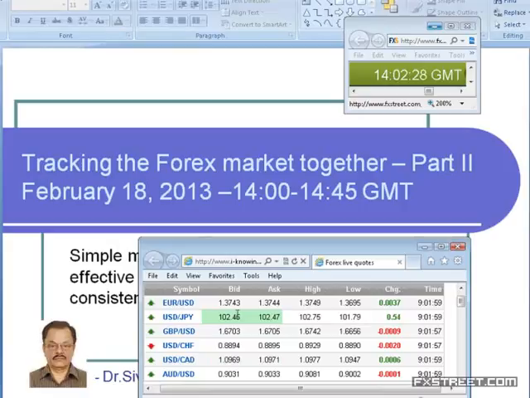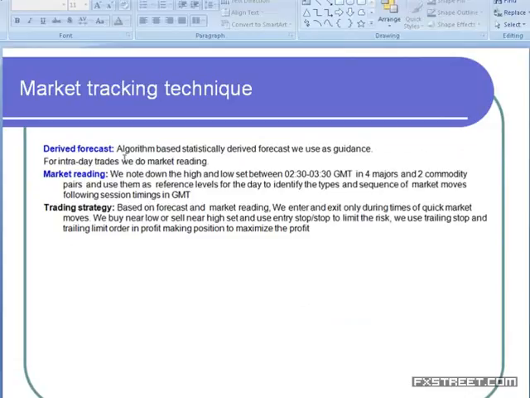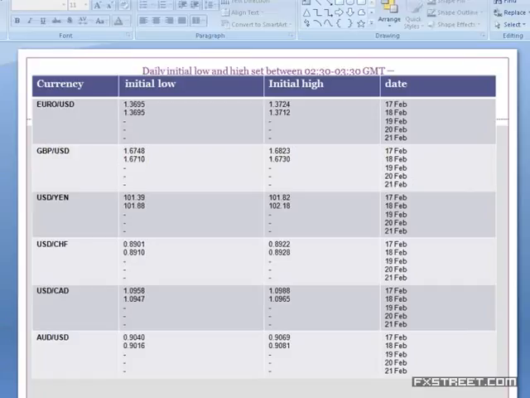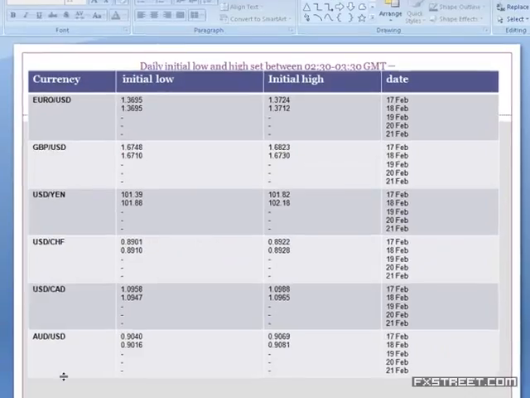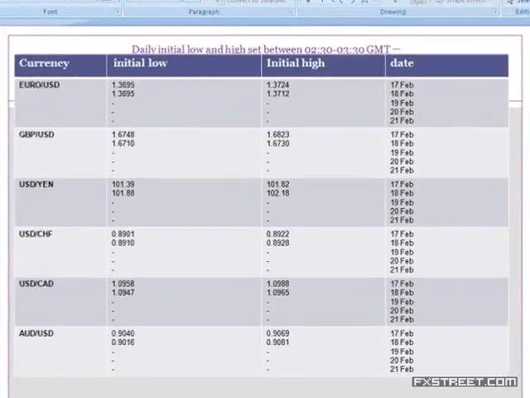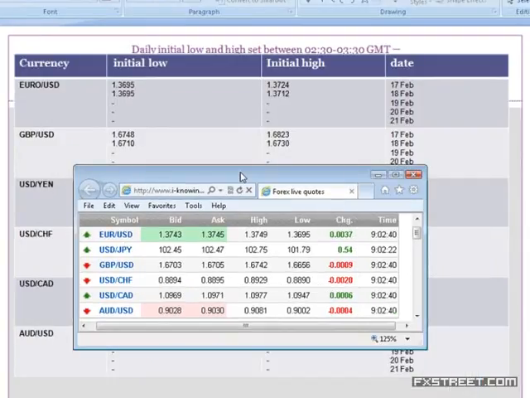Now it is a gap time. So let us see that the derived forecast is important, and the derived forecast says during the year session, today is 18th, swing and slide move is expected. So that is the derived forecast. So let me compare it with the initial lows and the highs as a market reading and try to see where exactly the currencies are.